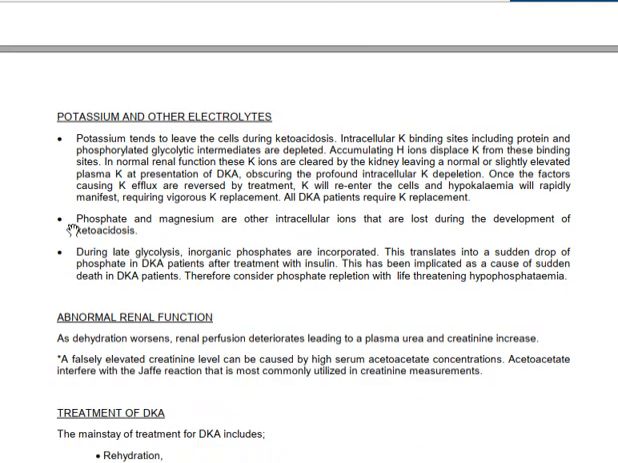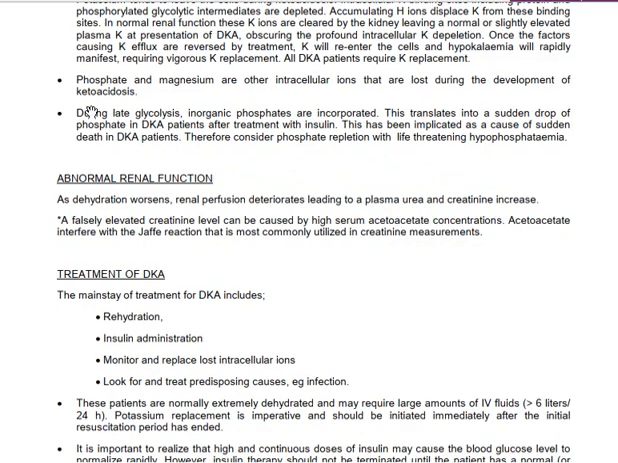So both phosphate and magnesium are other intracellular ions that may also be lost because of the ketoacidosis. The ketones inside the blood plasma are also going to attract the magnesium ion and the phosphate ion. Is it clear? So you are also going to have their elevation in blood. Now during late glycolysis, you need to know that inorganic phosphate is going to be incorporated. This translates into a sudden drop of phosphate in diabetic ketoacidosis.